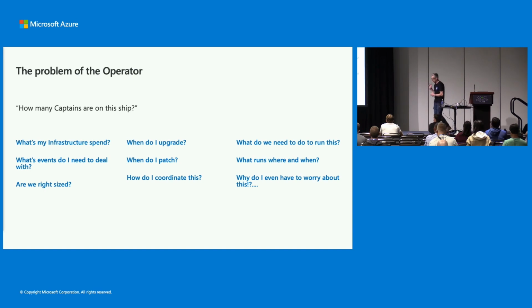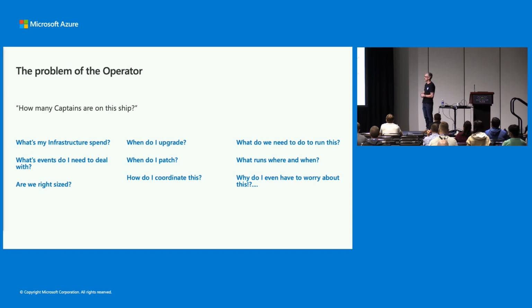So I was jotting these down the other day: the problem of the operator when we're talking about a managed Kubernetes offering. The main one is, how many captains are on the ship? Who is actually operating it? Is it the AKS team, or is it you as operators? We have to figure out what that balance is in terms of what we do to make your life easier as an operator, and for us to be able to maintain the service and the control over that.